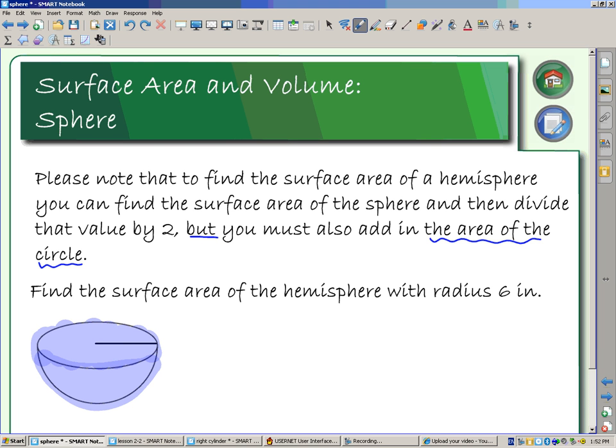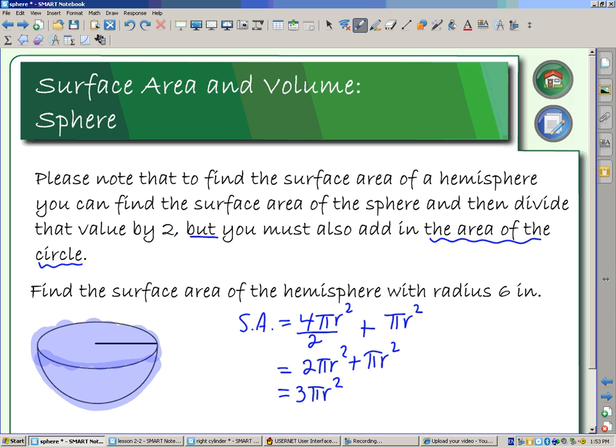That surface. So let's find the surface area of the hemisphere with a radius of 6 inches. What we had said before, for our surface area, was 4 pi r squared, but it's a hemisphere, so let's divide that by 2. And we're going to add in the flat surface of that circle, the area of that, which is pi r squared. So this gives me 2 pi r squared plus pi r squared, which is 3 pi r squared.